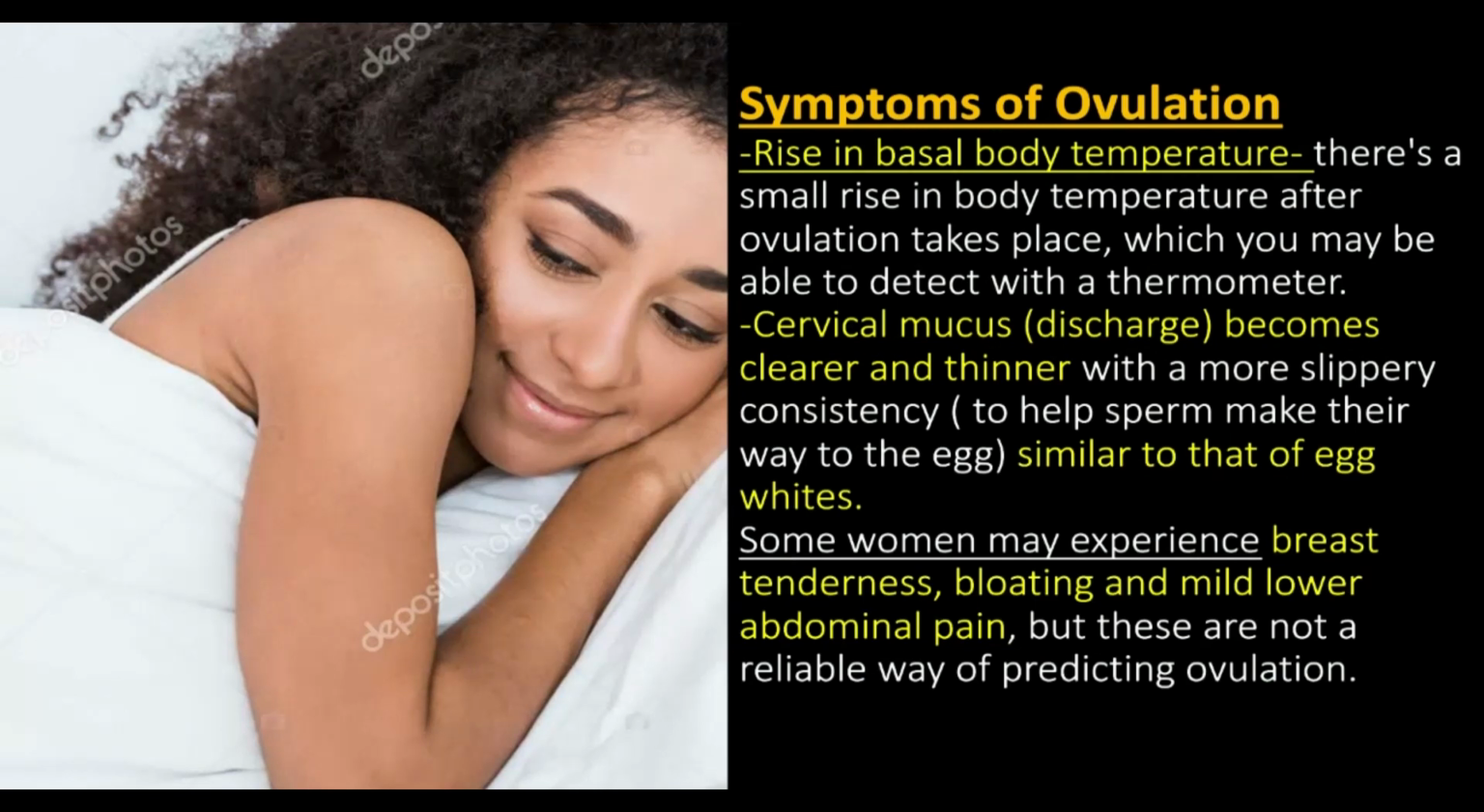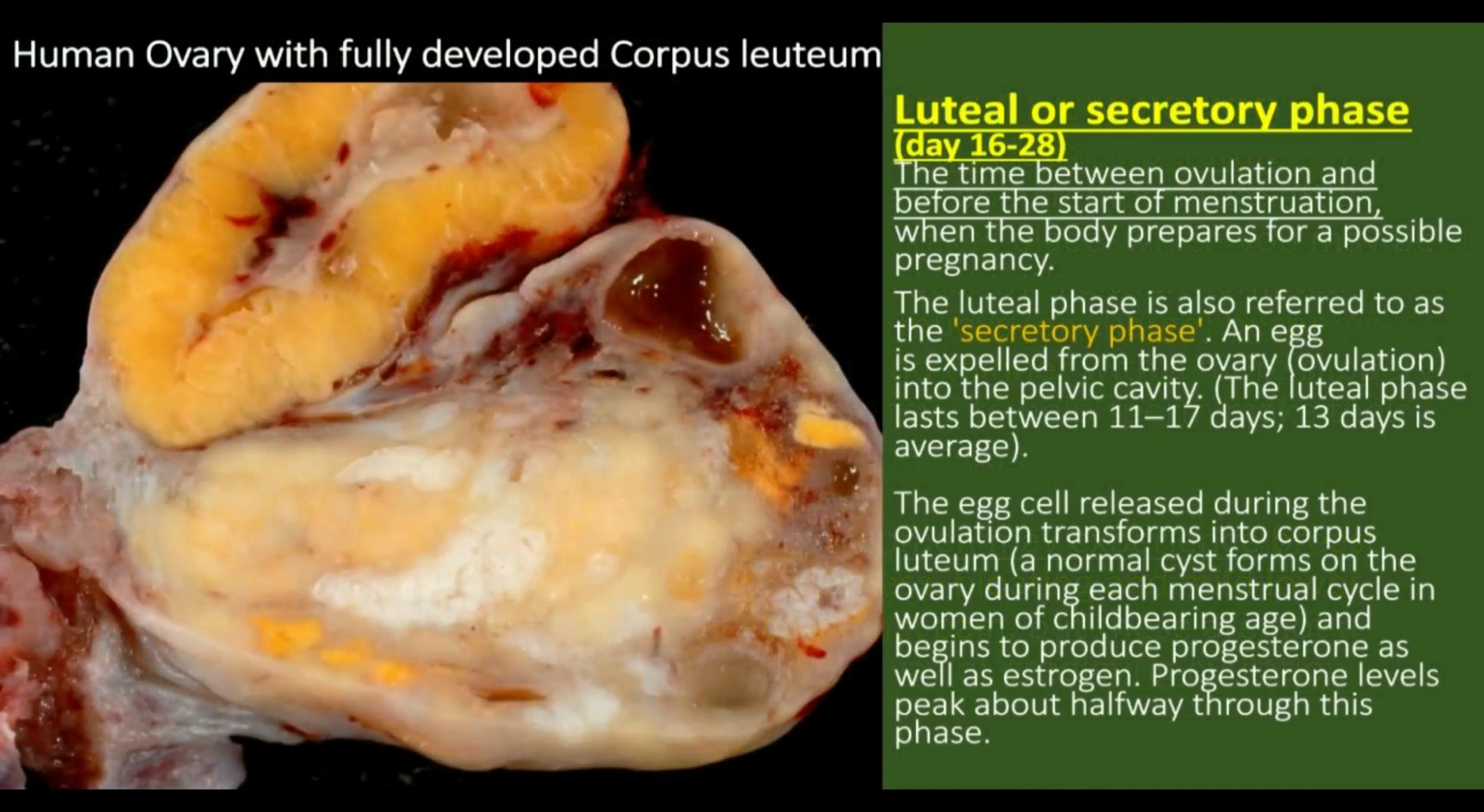Some women may experience other symptoms when they are ovulating, including breast tenderness, bloating, and mild lower abdominal pain, but these are not a reliable way of predicting ovulation. Many women will experience these ovulation symptoms for up to 5 days before ovulation, and they may last for a day after ovulation. Luteal or secretory phase is the time between ovulation and before the start of menstruation when the body prepares for a possible pregnancy.